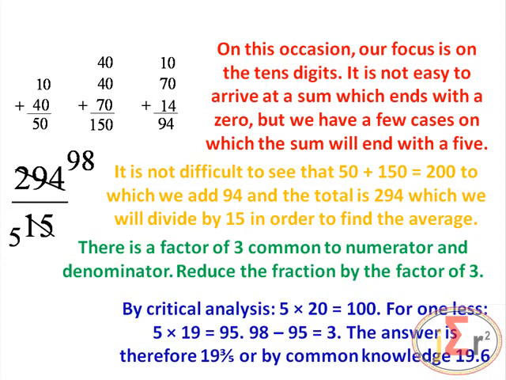And we know our fifths. 1/5 is 0.2, 2/5 0.4, 3/5 0.6, 4/5 0.8. We know them. So we say that this is 19.6. And that is our average, or we may say 19 3/5.